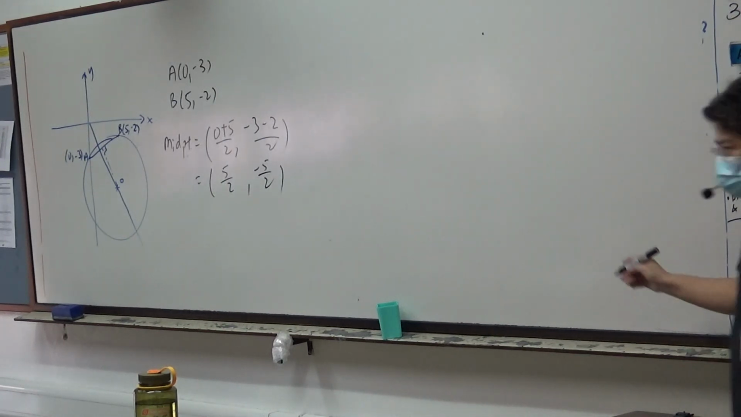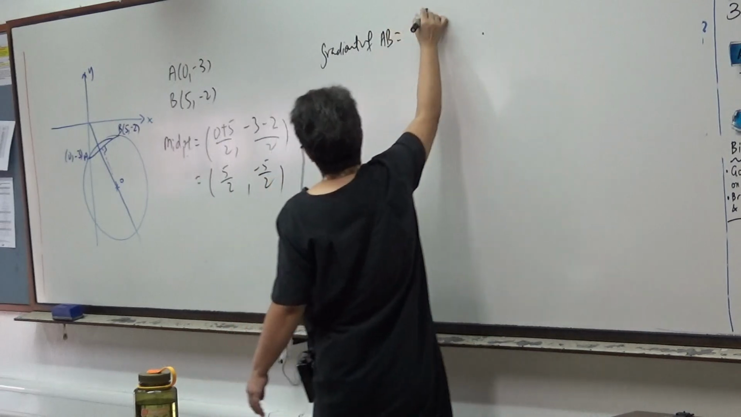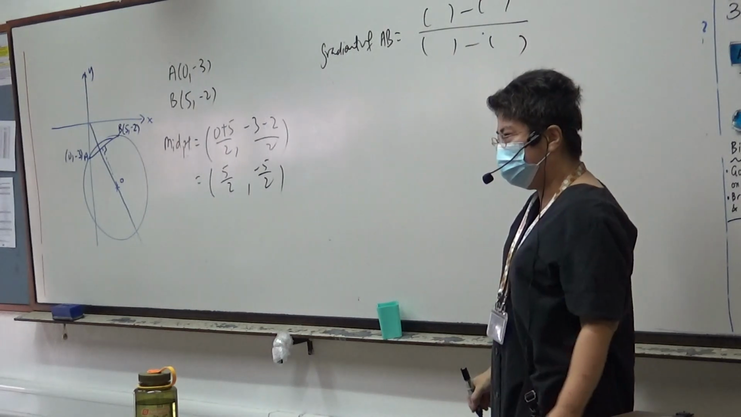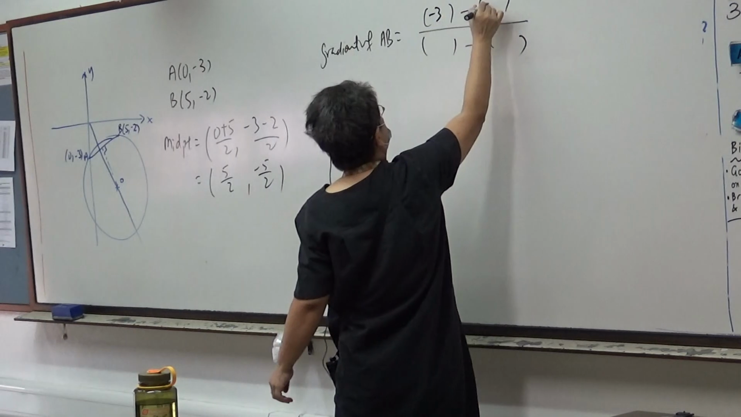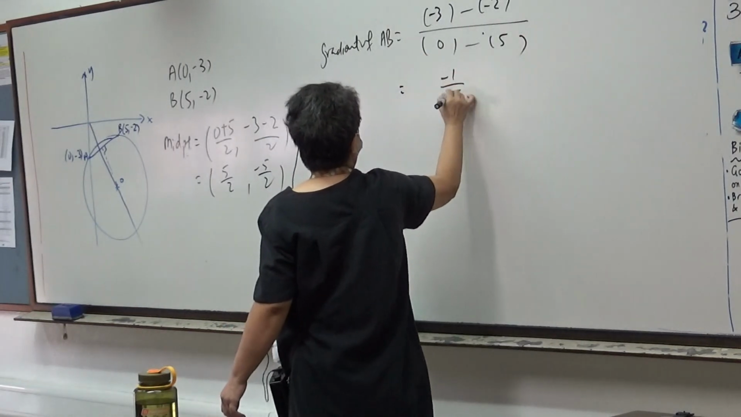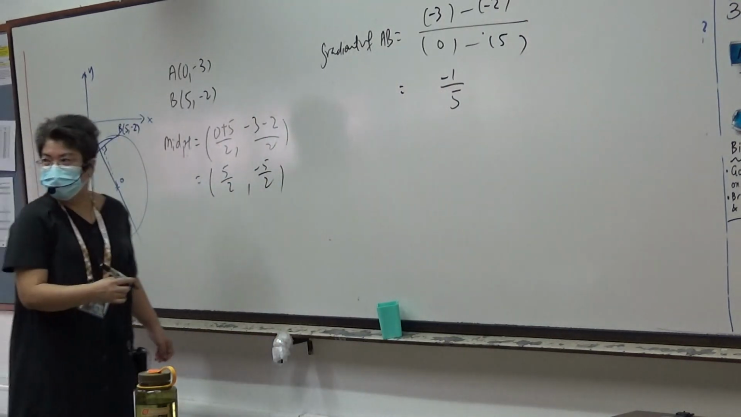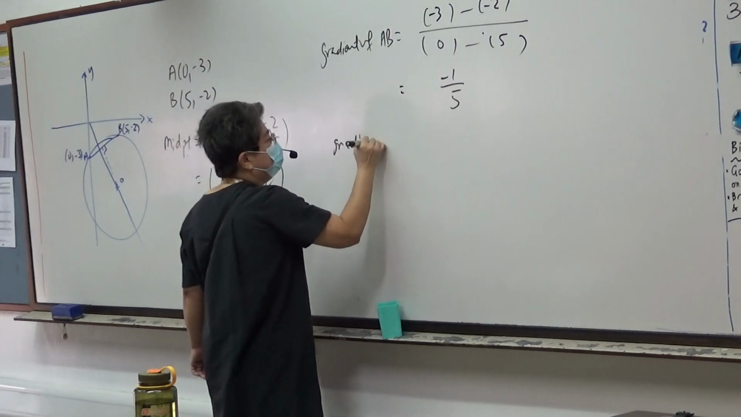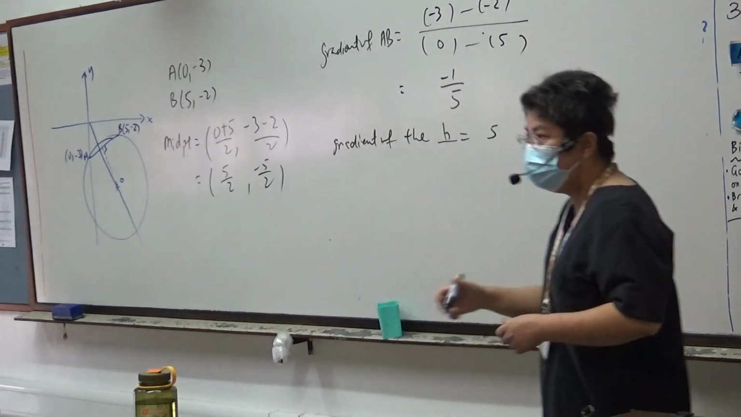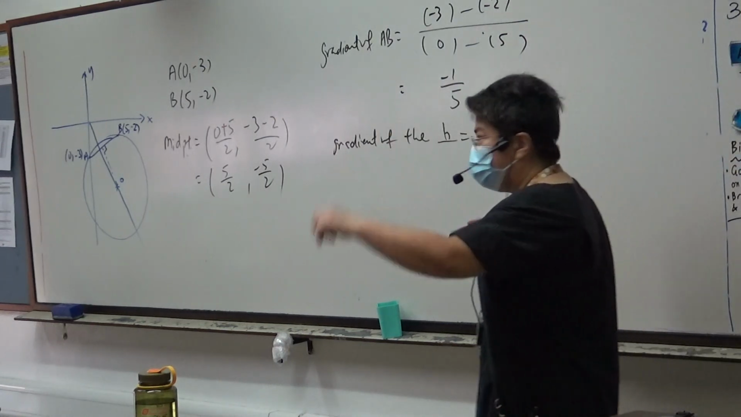Okay? Now, next. Gradient of AB. I always put it like that: bracket minus bracket, so that when it's negative, I won't make a mistake. Okay, so it will be negative 3 minus negative 2, over 0 minus 5. Everybody okay? So on top, it becomes negative 1 over 5, right? Now, if the gradient of AB is negative 1 over 5, what is the gradient of the perpendicular? It will be 5, right? Am I right to say that? Remember I told you perpendicular gradients must multiply to give negative 1?